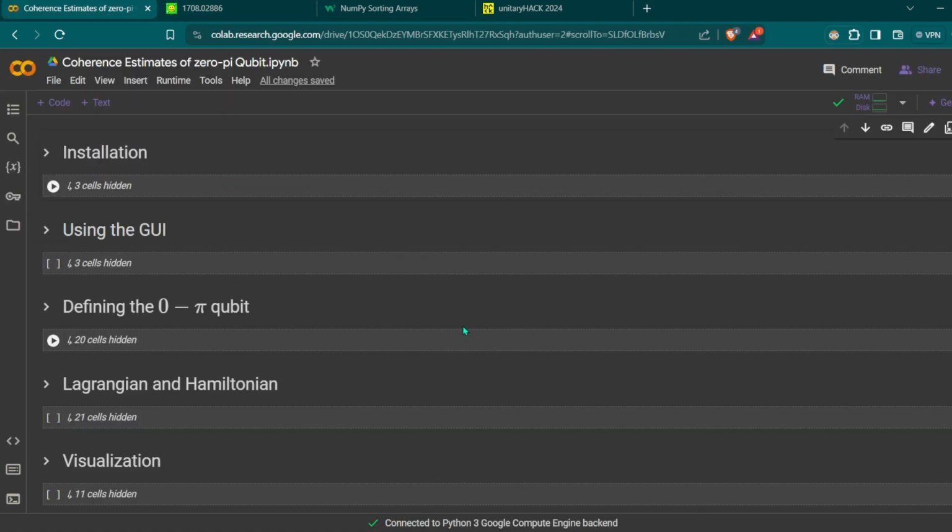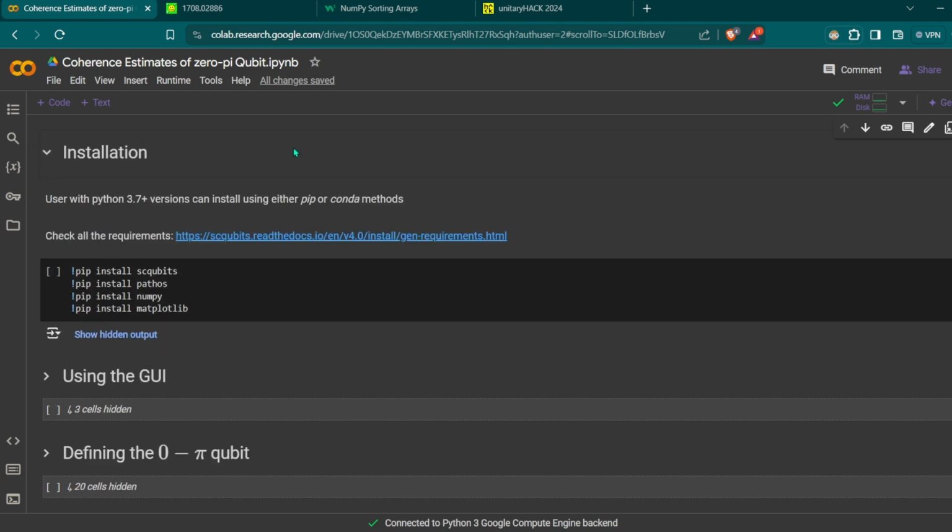Start with the installation. First, you have to check whether the Python version you have is up to date or not. You will need a Python version which is 3.7 or more than that to run scQubits. I have mentioned all the required libraries which you are going to use in this simulation. I've also linked the Google Colab link of this notebook, which you can directly copy from the link I have provided in the YouTube description box.